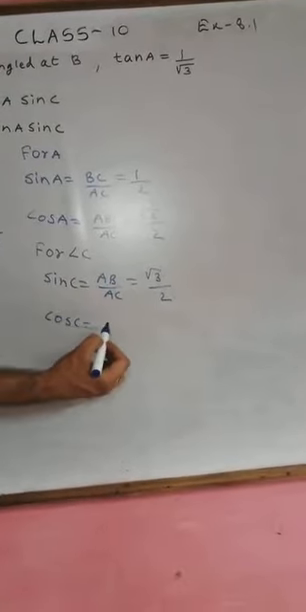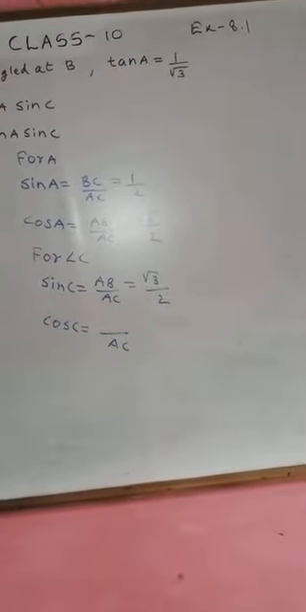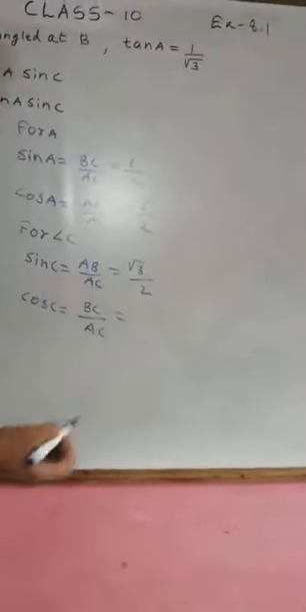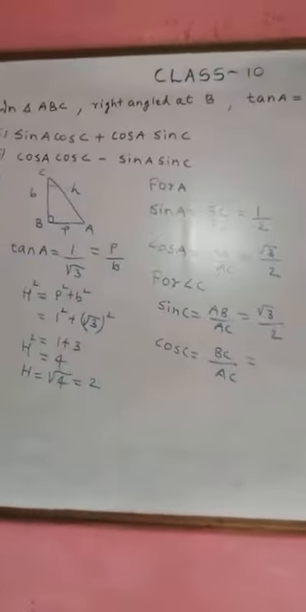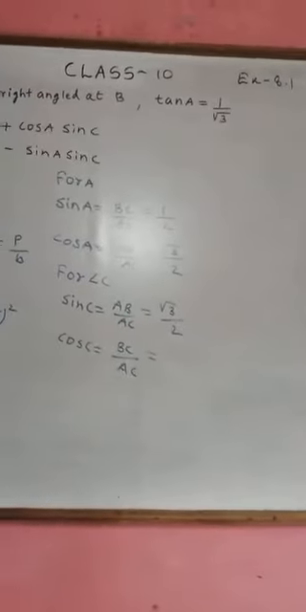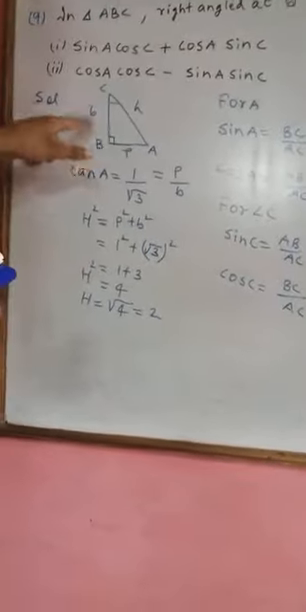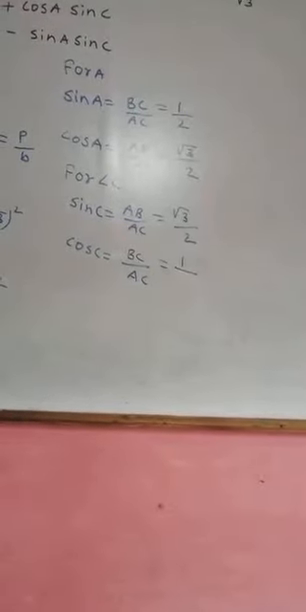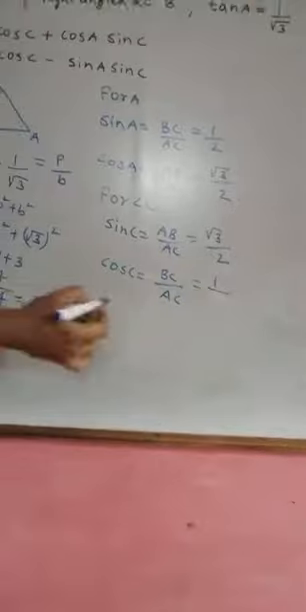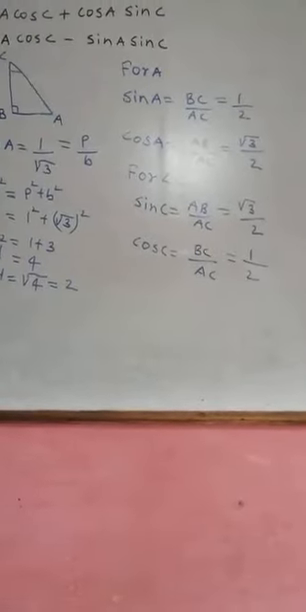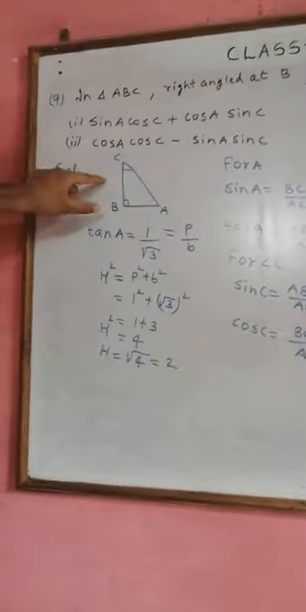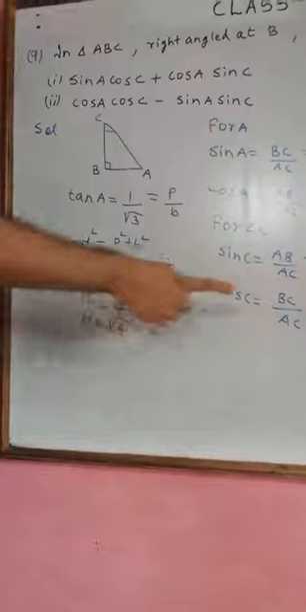Cos C is base upon hypotenuse. The base is BC, and its value is given in the question as 1. So BC is 1 and the hypotenuse is 2, so cos C is 1 upon 2, because for cos C the side BC is the base.